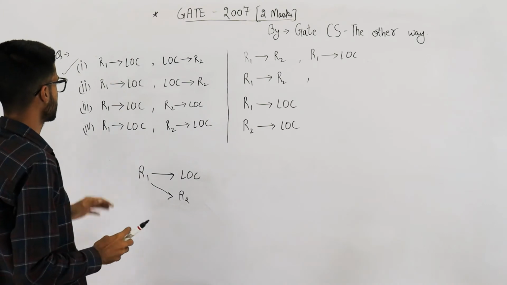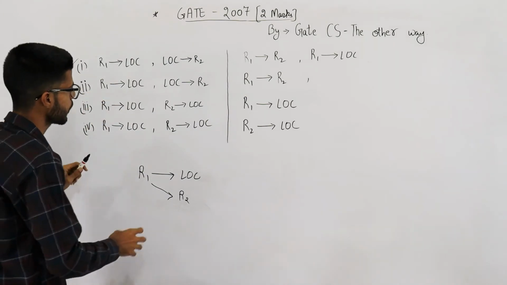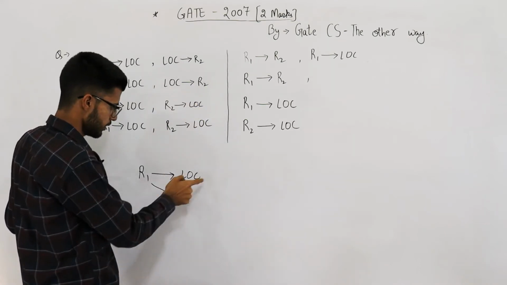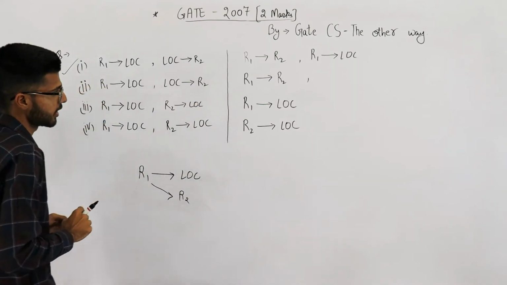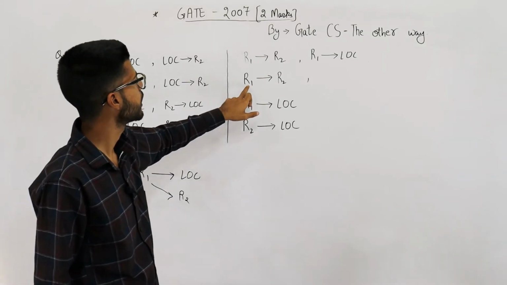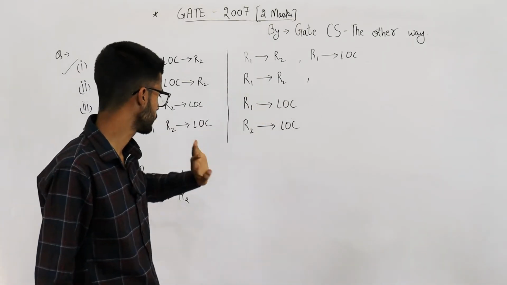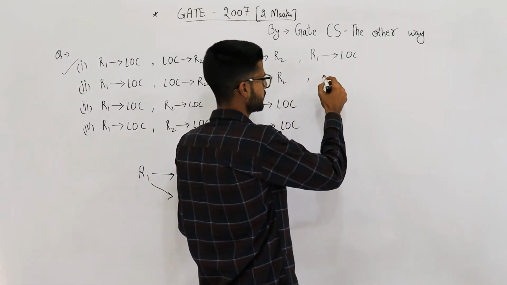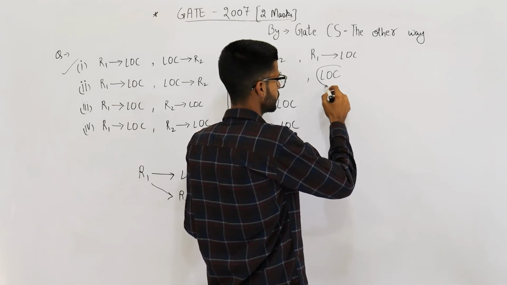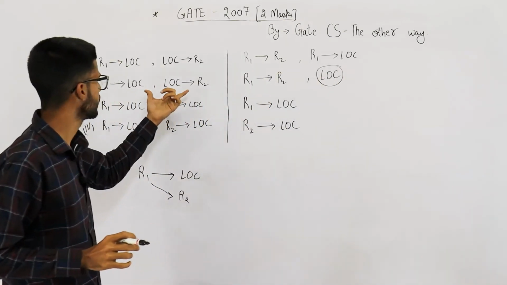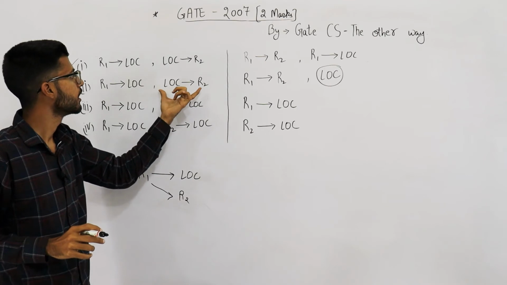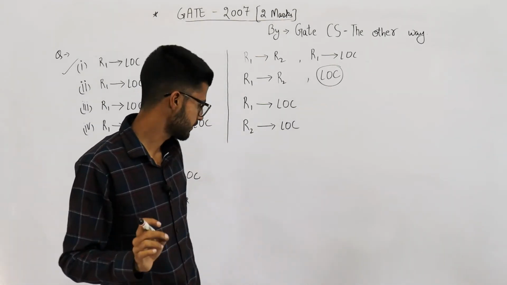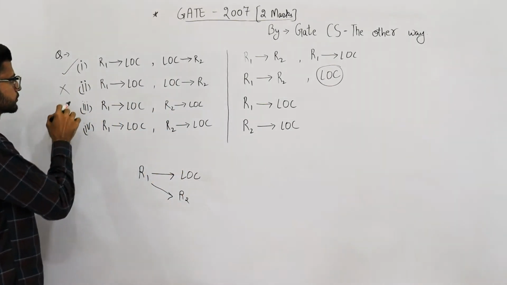Okay. Now second option is R1's value is being copied into location and location's value is being copied into R2. This part is same. Let's see what is RHS. RHS says R1's value is being copied into R2. That's okay. But who is going to update the memory location? Here we have missed LOC. No, because in this LHS, memory location is also being updated, but on RHS we haven't done that, so this option is wrong.